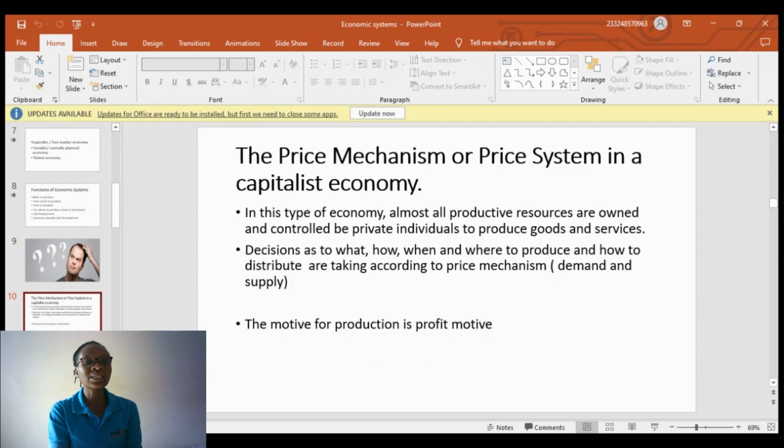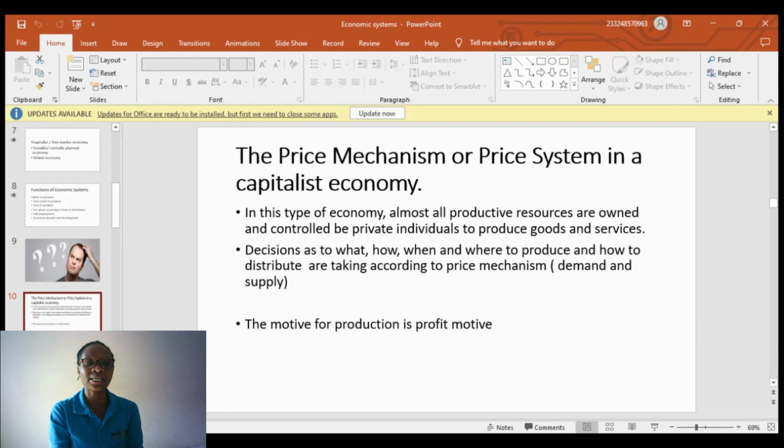Which means that decisions as to what to produce, how to produce, where to produce are taken according to the market mechanism, which we term demand and supply. You demand, they supply. And what's the reason for choosing this method of decision making? It's such that unless the good is demanded, it's not supplied, because their motive for production is profit. Their main motive is to make profit.